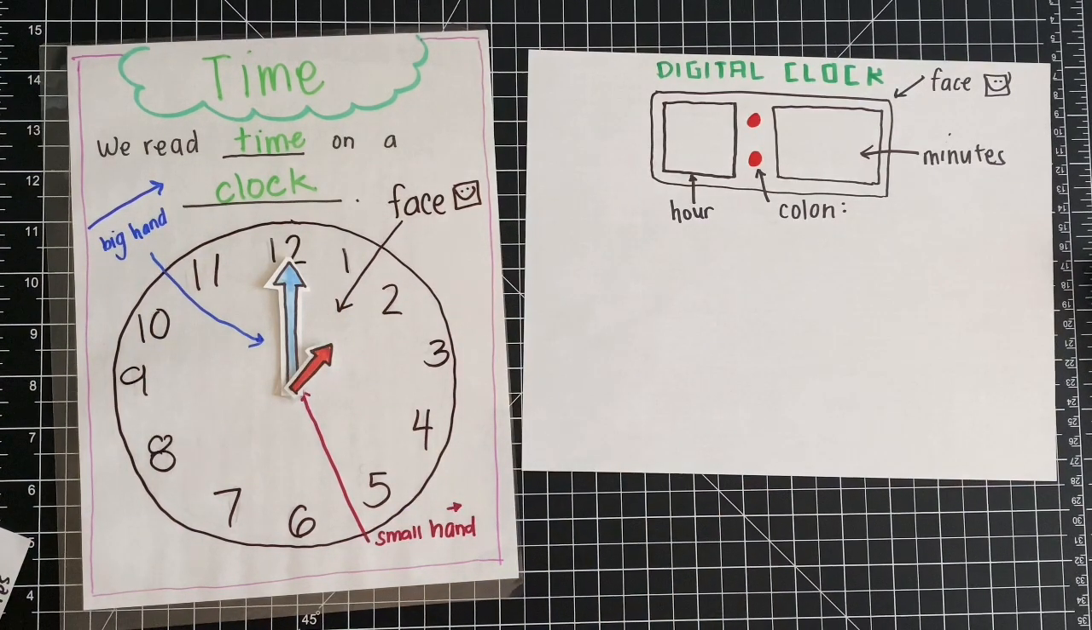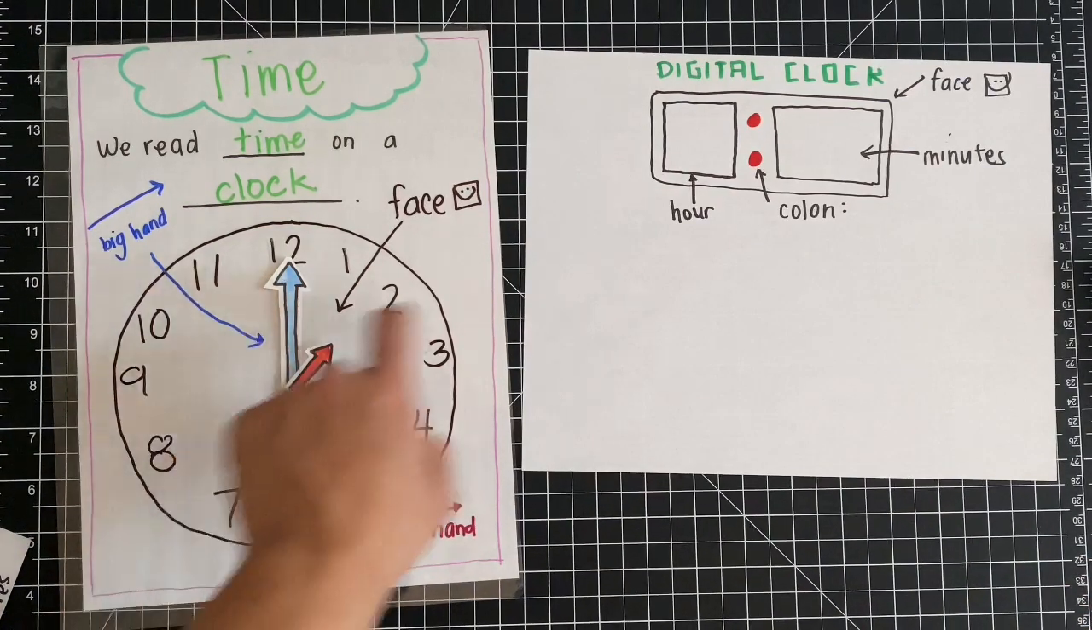Now, they're still different though. An analog clock has arrows. Does this have arrows?